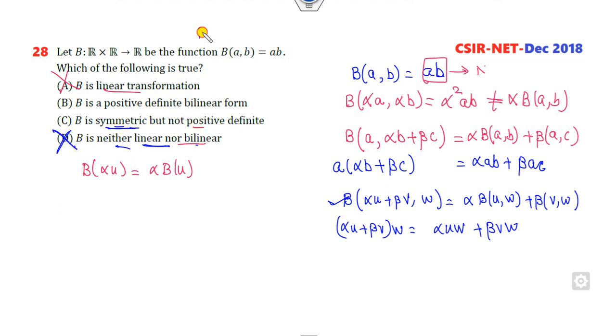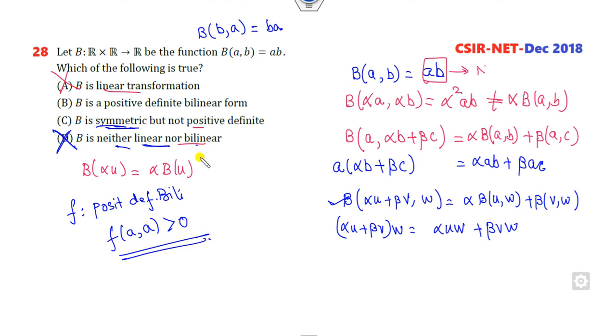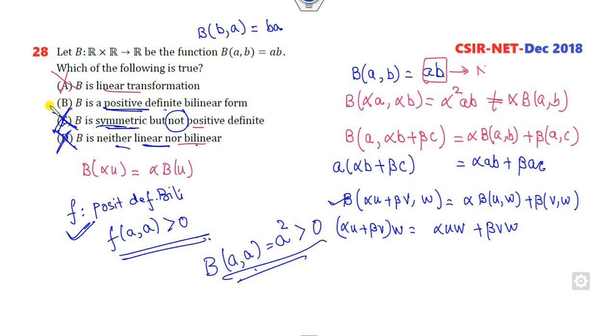Positive definite, symmetric. Firstly we are talking about symmetric, so it is symmetric. B of A comma B is my BA, which is symmetric. Positive definite: any function is said to be positive definite bilinear when f of A comma A is greater than 0. So what is B of A comma A? B of A comma A is A square, which is greater than 0. So it is positive definite, but they are talking about not positive. This option is cancelled. It's bilinear yes, positive definite yes. Right answer is my B is the correct answer.